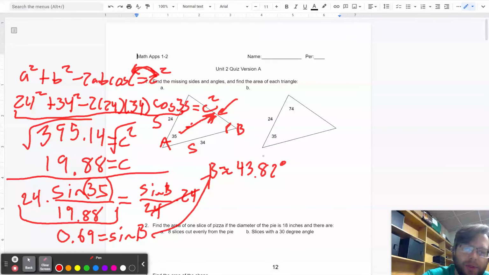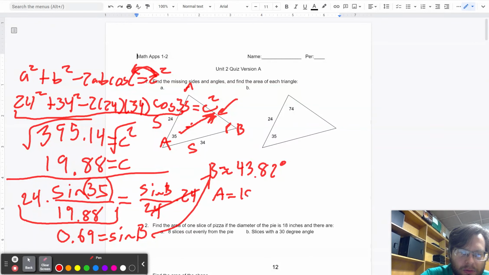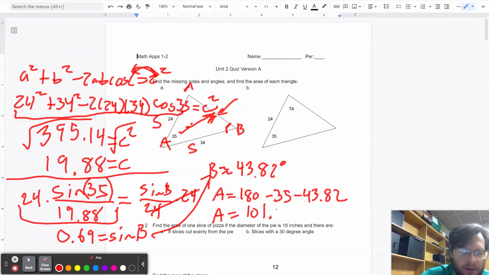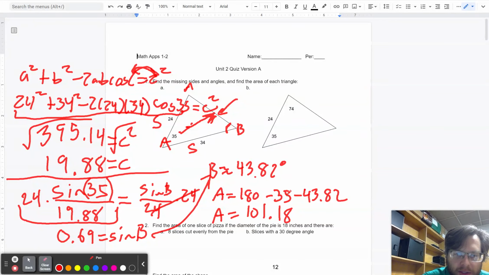And so I'll find out what the third angle would be, which I guess is going to be called angle A. So the third angle is going to be 180 minus 35 minus 43.82, because triangles always add up to 180 degrees. So we get that angle A is 101.18. That does match up, that the biggest angle is opposite the biggest side, etc. So I'm going to go with this as the correct answer.